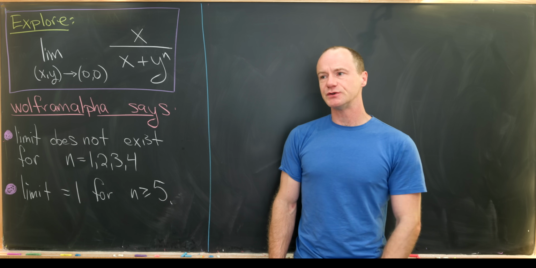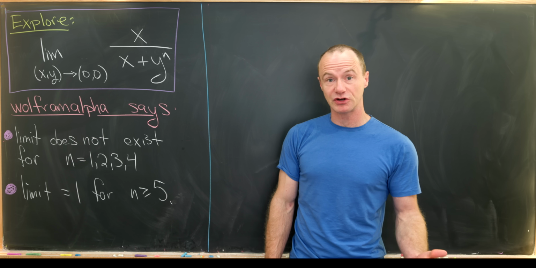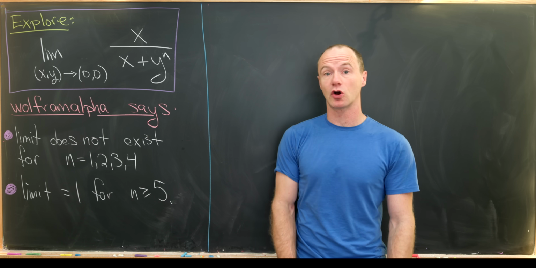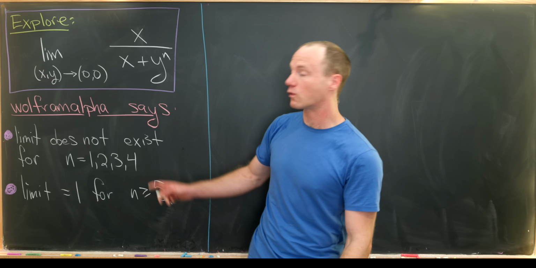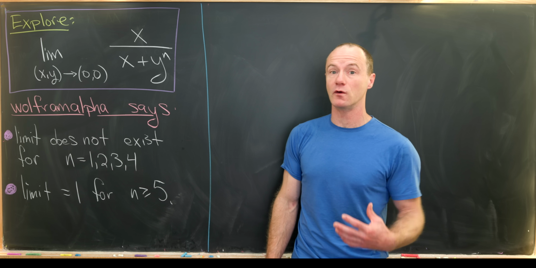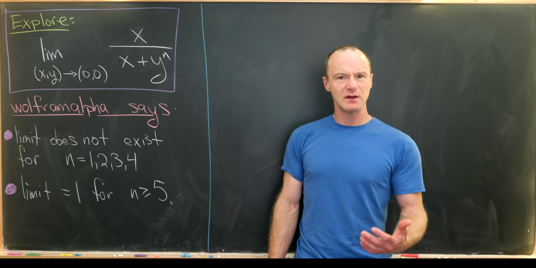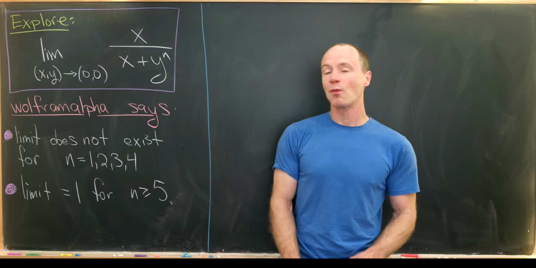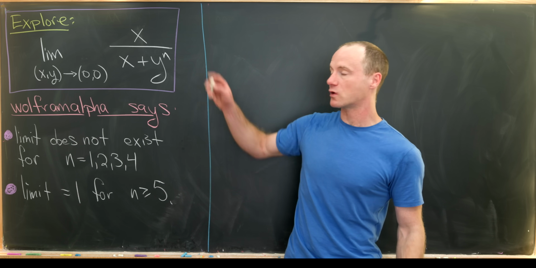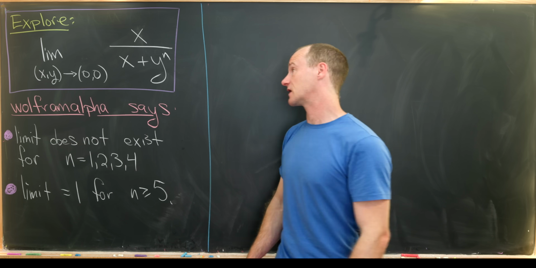So what I want to do here is come to grips with whether Wolfram Alpha is correct or not in this case. What's special between 4 and 5 that makes this flip over, if it does flip over? And then maybe present a bigger question, which I don't really know the answer to. Okay, so let's explore this limit algebraically first.